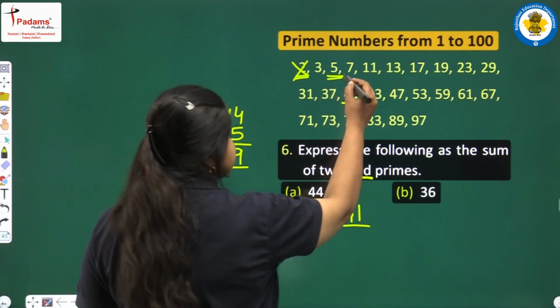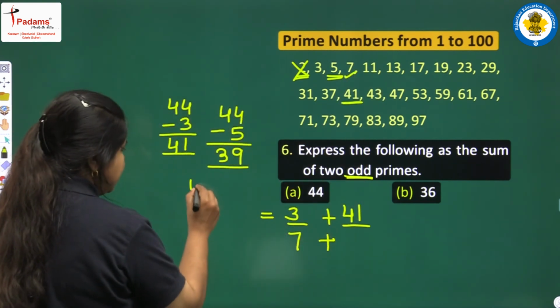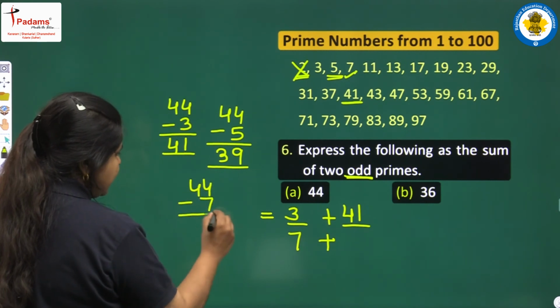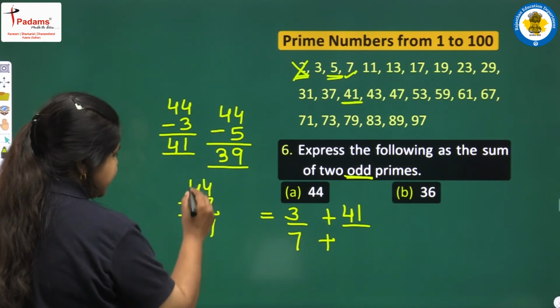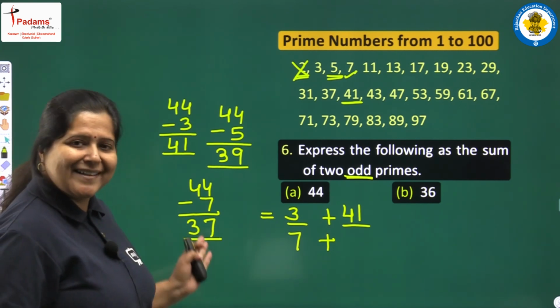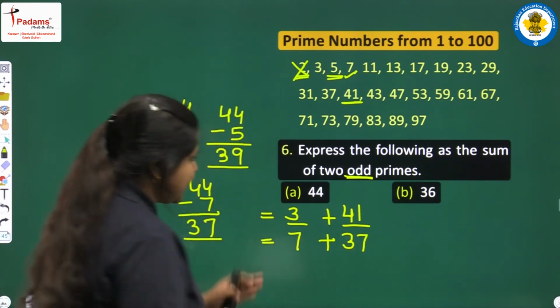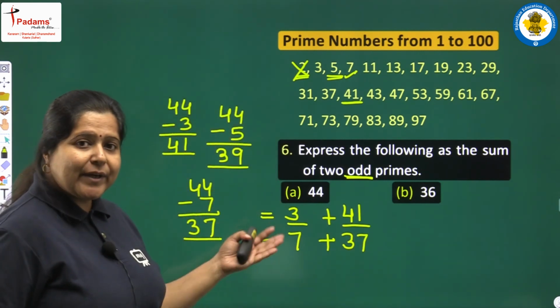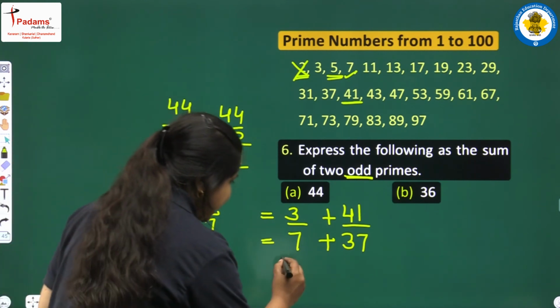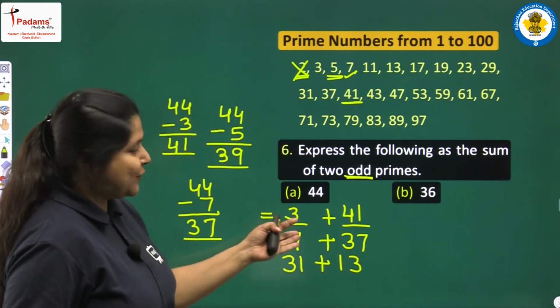If we take 7 as one of the numbers, then what will be the second number? We will subtract 7 from it. 14 minus 7, it's 7 and it's 37. Is it a prime number? Yes. So we get this pair as sum 44. In this way you can get many more pairs. Randomly also, if we add 31 and 13, you will get 44.